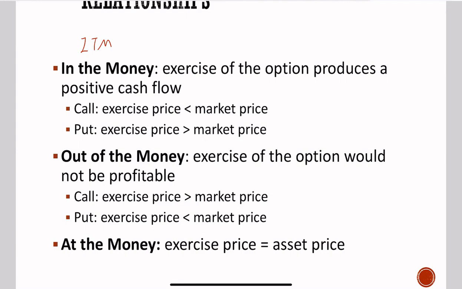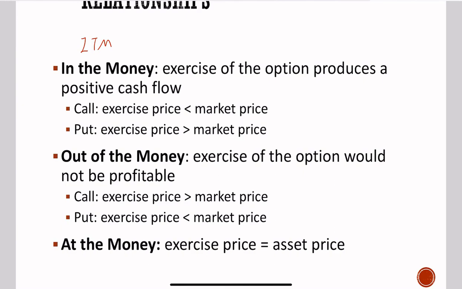For example, if you're having a call, then if the market price is larger than the exercise price, if you exercise it, then you will buy the asset at the exercise price. So your profit would be market price minus exercise price. So you will get a positive profit. In this case, this call is called in the money.